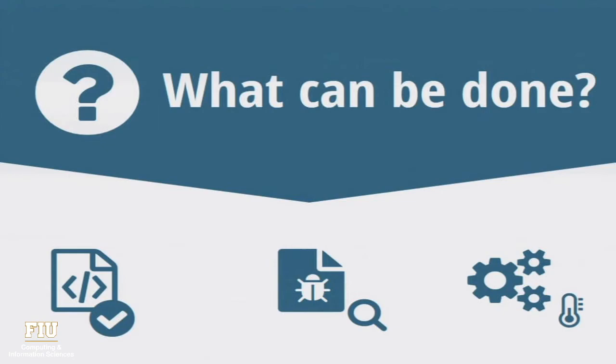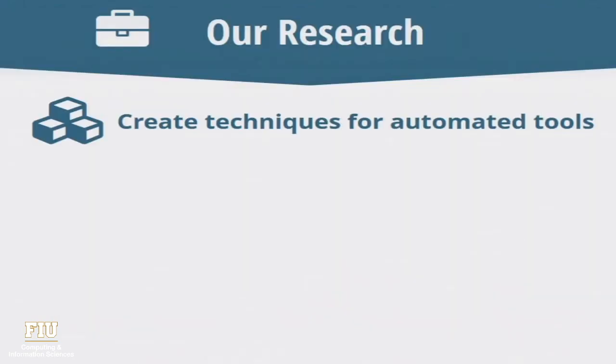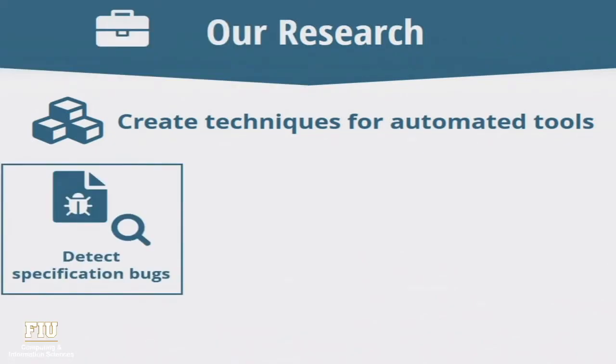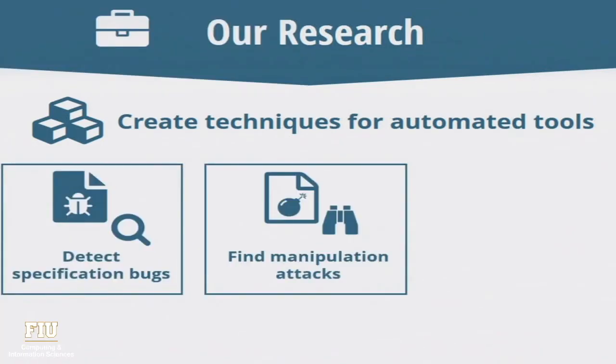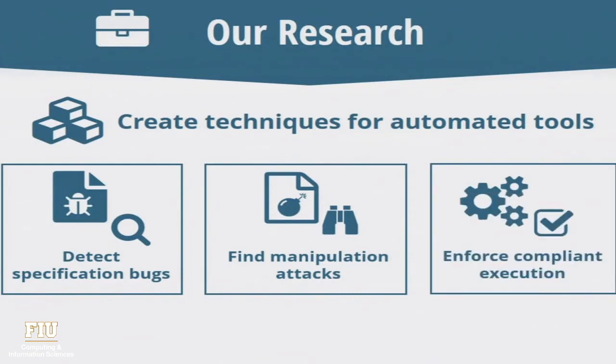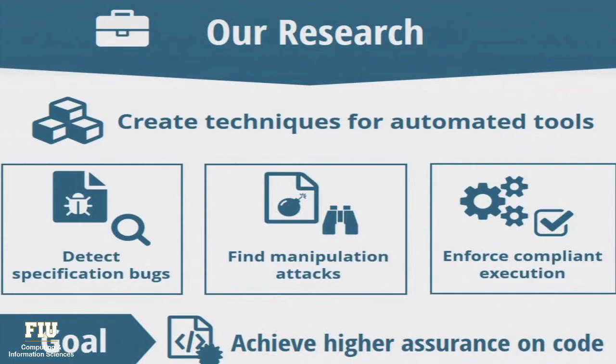So in our research, we primarily focus on creating techniques for automated tools, which are applied in three different directions. One is detecting specification-related bugs, then finding manipulation attacks, and also enforcing protocol-compliant execution during runtime. So the higher level goal here is to achieve higher assurance on code, right?